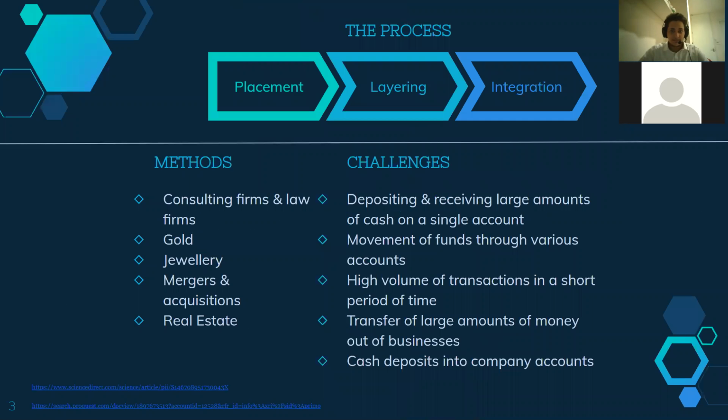So the process in itself consists of three main stages. The first one being placement, layering, and then integration. Placement is when the funds illegally enter into the financial system. Layering is when they move around and conversions take place. And integration is finally when they legally enter the economy.